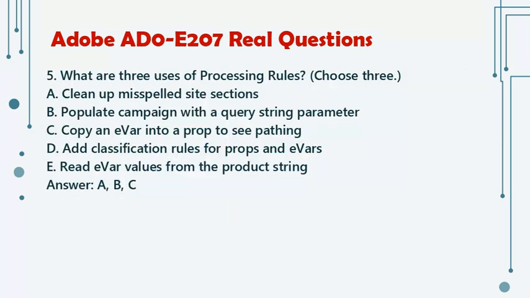5. What are 3 uses of processing rules? Choose 3. A. Clean up misspelled site sections. B. Populate campaign with a query string parameter. C. Copy an eVar into a prop to see pathing. D. Add classification rules for props and eVars. E. Read eVar values from the product string. Answer: A, B, C.